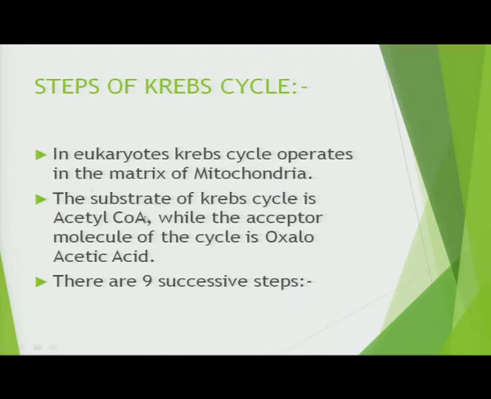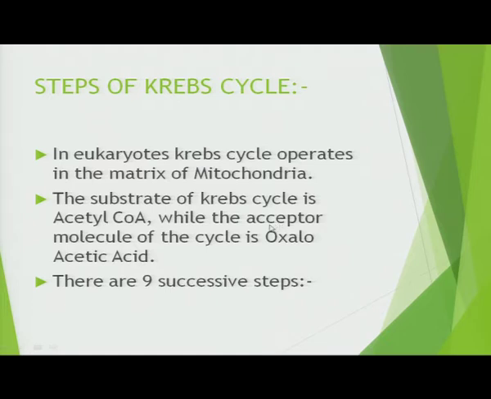The one must-know question is, what is the substrate of the Krebs cycle? That is acyl coenzyme, because the end product of glycolysis, pyruvic acid, is not able to enter into the mitochondria. It is first of all converted into acyl coenzyme, and then that will enter into the Krebs cycle.